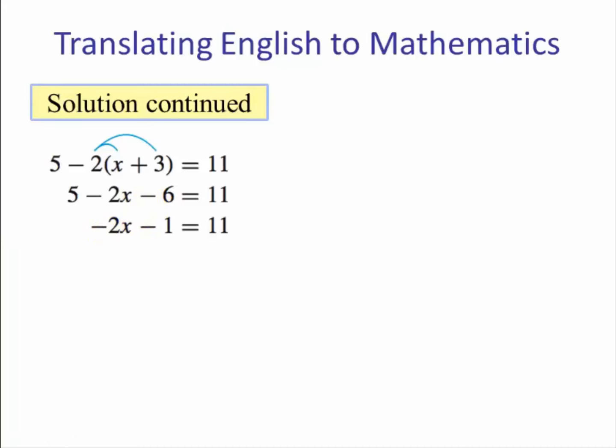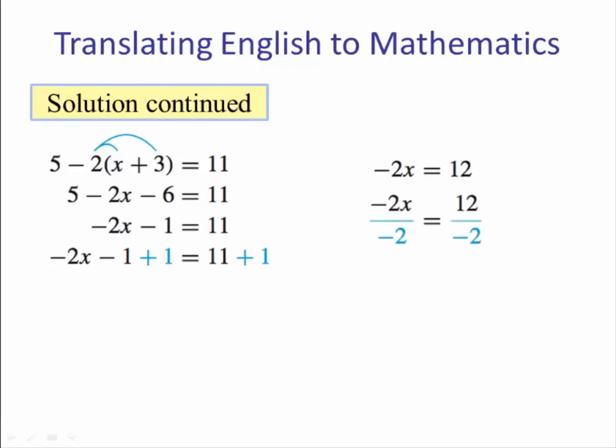Next step is we have to eliminate the 1 and the negative 2. The 1 comes first, so we're going to add 1 to both sides. Then we are left with negative 2x equals 12. To get rid of the negative 2, we have to divide by negative 2. And the solution is x equals negative 6.